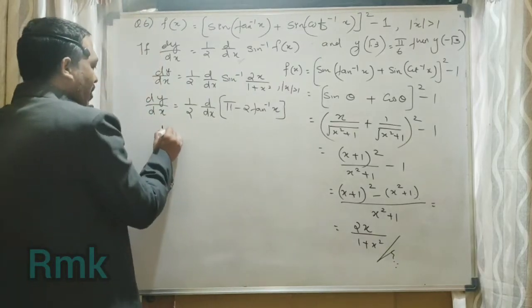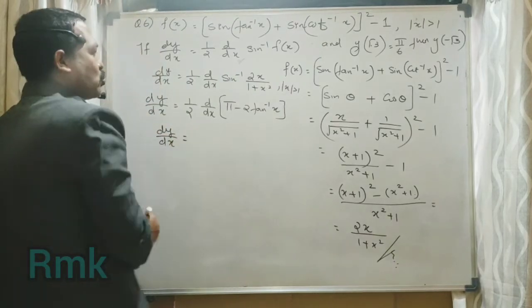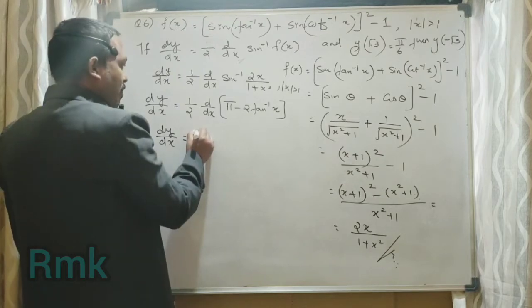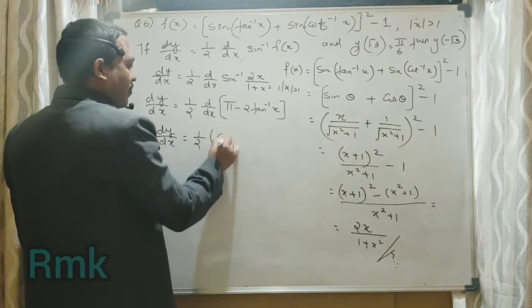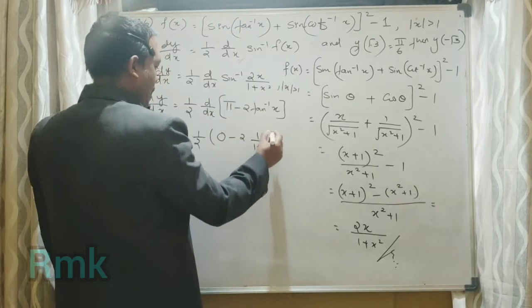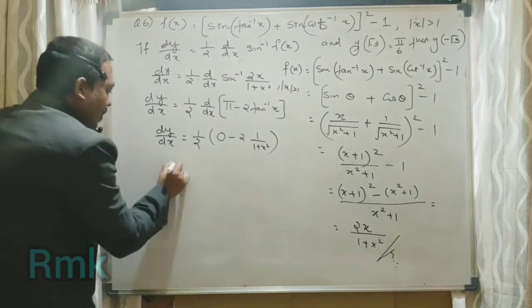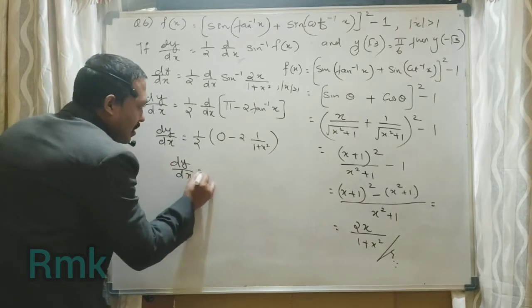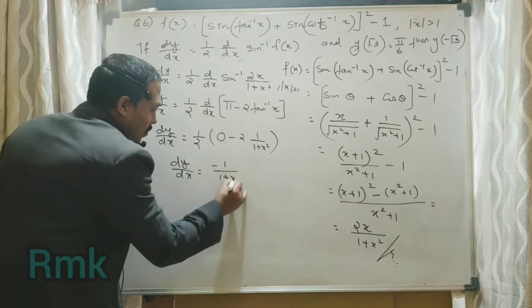That is, dy by dx is equal to 1 by 2 into the derivative of this one, which is 0 minus 2 into 1 by 1 plus x square. That is simply dy by dx is equal to minus 1 by 1 plus x square.